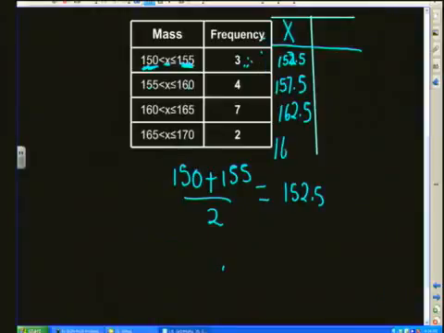167.5. Okay, once you've got your midpoints for each of your intervals, you're now going to do a column where we add up the product of the frequency times the midpoint. Okay, so this column here, we're going to add everything together, but we'll do that at the end. For now, all we're doing is we're going to times the frequency by the midpoint. So I'm taking my midpoint, timesing it by the frequency, and putting the answer down there.